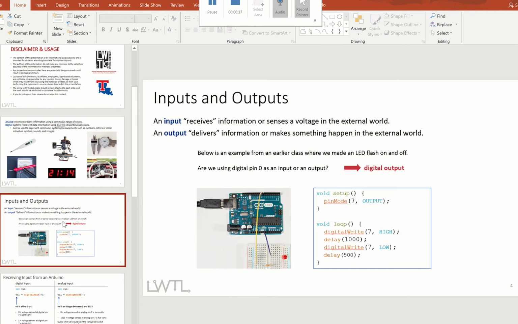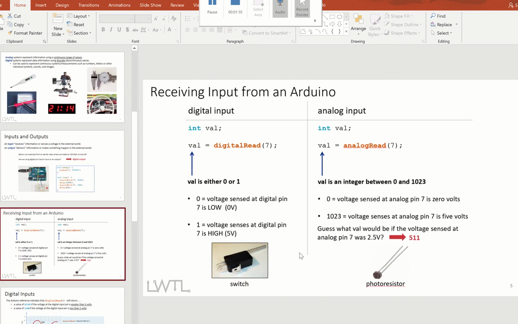So now let's look at input and output. Input is receiving information from the external world. Output is actually delivering, transmitting that information. So this is the example. Remember, one of the first projects you did was to set pin 7 as an output that will supply the voltage to light the LED on. So that's going to be a digital output. Okay, it's transmitting information.